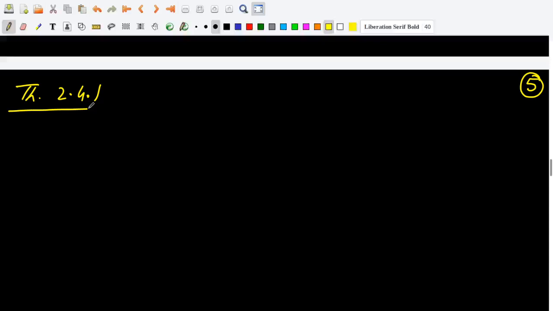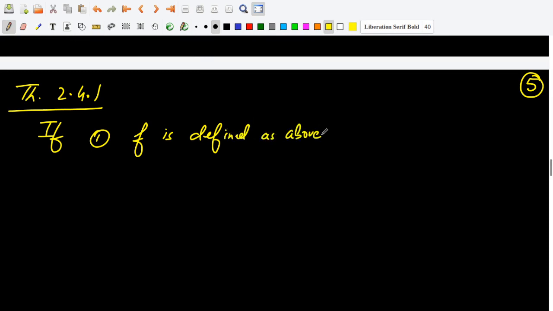So this is theorem 2.4.1. It says, let us say what is given. Suppose f is defined as above, quadratic with a positive definite Hessian with a unique optimal solution.